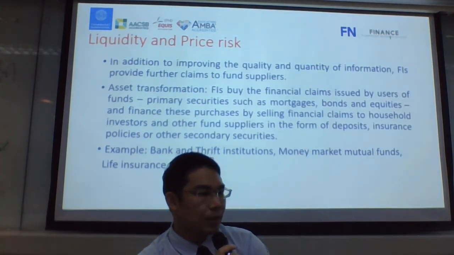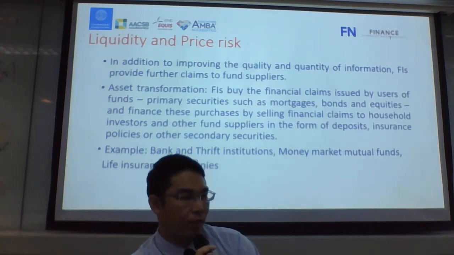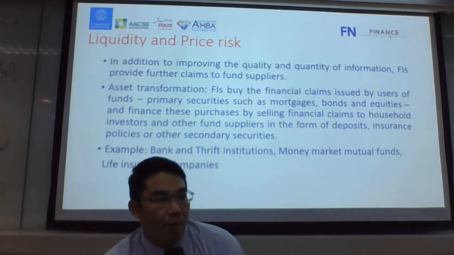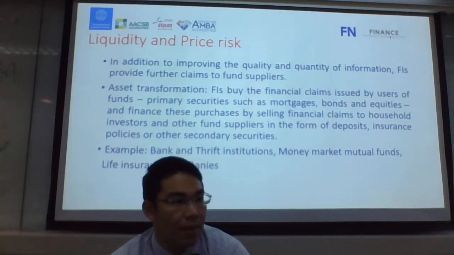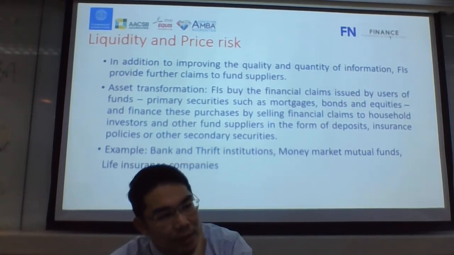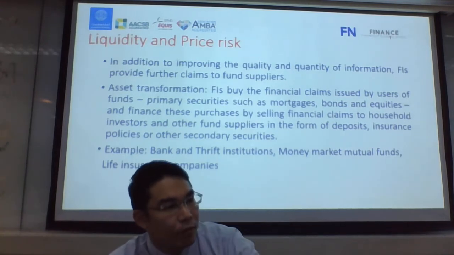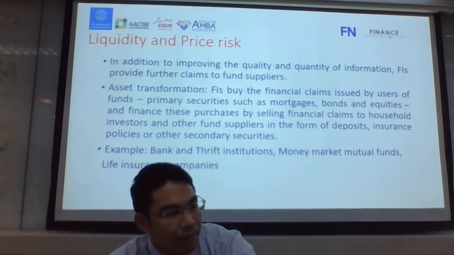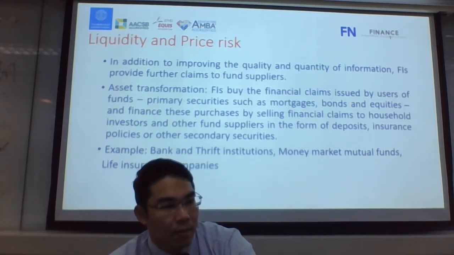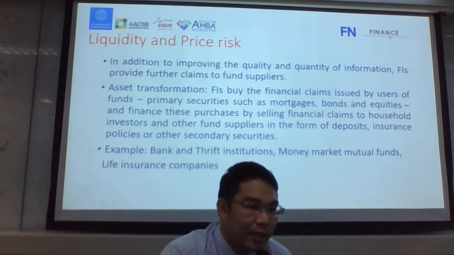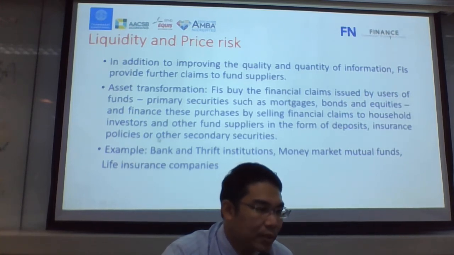Okay, this one is very straightforward. This is the benefit from the financial institutions in terms of liquidity and price risk. Before talking about liquidity and price risk, I would like to talk about asset transformation. Banks buy the financial claims issued by users of funds, and then sell financial claims to households or investors, in the form of deposits, insurance policies, and others.